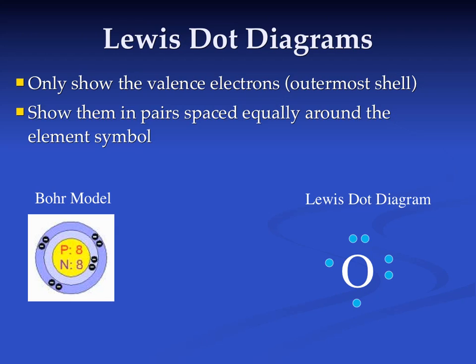There is a reason that we show them in these little pairs, and it has to do with how this element is going to bond with other elements. Here we're showing the Lewis dot diagram for oxygen. It has a total of 6 valence electrons, and the O represents both the nucleus and the inner shells of electrons.